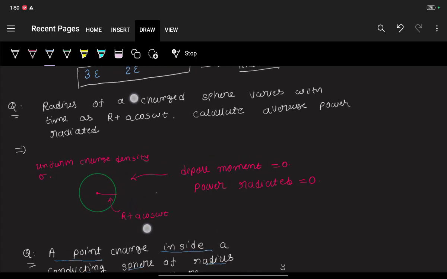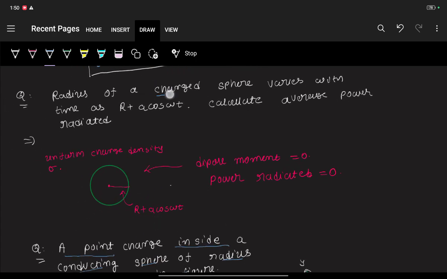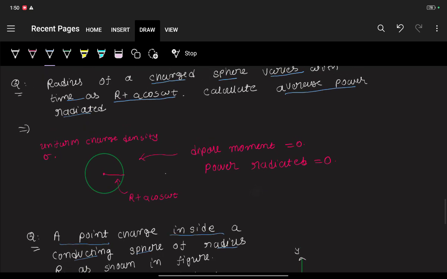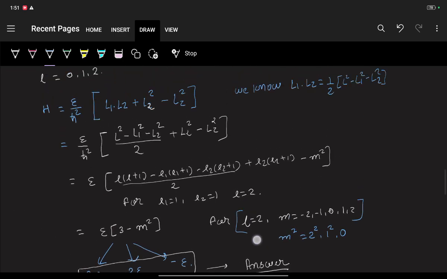So the question was: the radius of a charged sphere varies with time as r plus a cos omega t. Calculate the average power radiated. So first thing you need to understand is that its radius is expanding as r plus a cos omega t. But let's say its initial dipole moment was 0 here. Obviously, its power radiated will be 0, so that will be the answer. Now moving on to the next question.